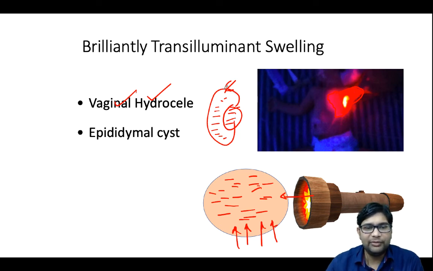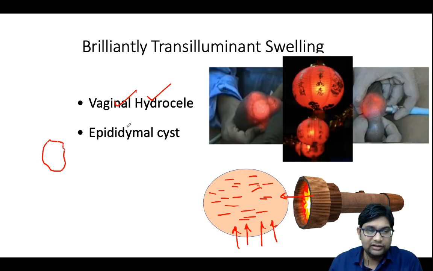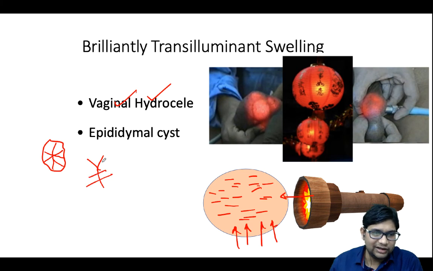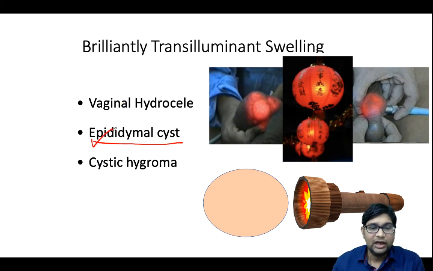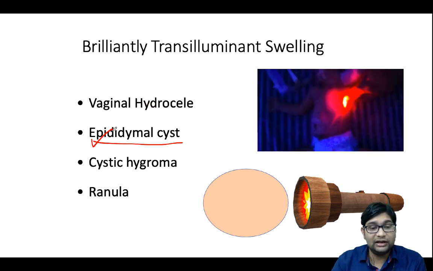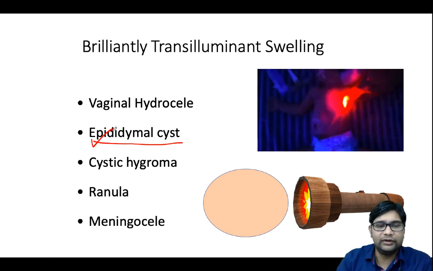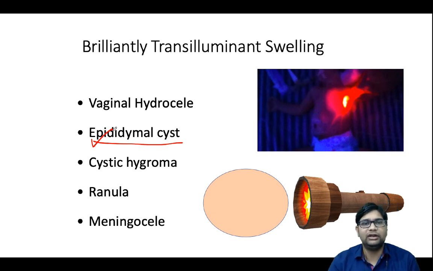And also in epididymal cyst, it is usually multilocular. So once the transillumination is done, you will find that these loculi become prominent. This is known as the Chinese lantern pattern, and it is also seen in cystic hygroma, and also in a ranula due to the clear fluid there, and also in meningocele or meningomyelocele due to the presence of clear fluid.